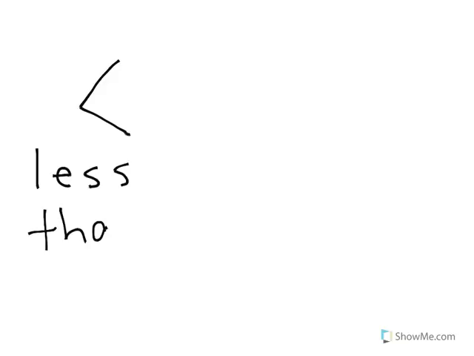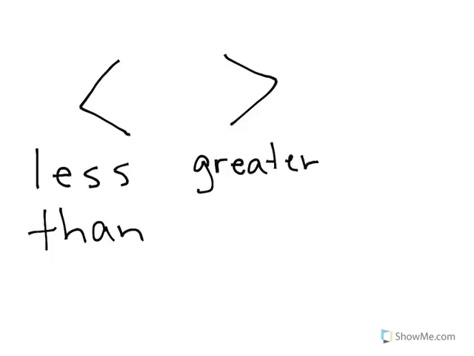Comparing just means figuring out which number is greater or which number is less. So we have 3 symbols that we're going to be using to help us decide and compare the numbers. We have this symbol, which means less than. We have this symbol, which means greater than. And we have this symbol, which means equal to.